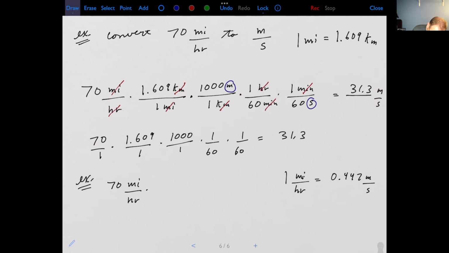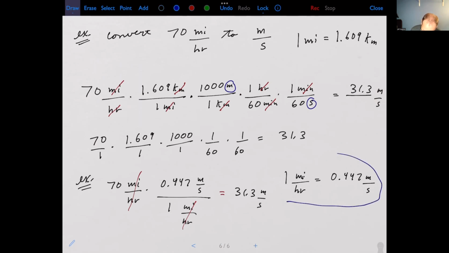So now I'd multiply by 0.447 meters per second over 1 mile per hour. So actually, in this case, these in some sense cancel, right? And then you would end up again with the same answer. It'd be like 31.3 meters per second. So you could do it in one step if you know this relationship between miles per hour and meters per second. You could do it in one step.